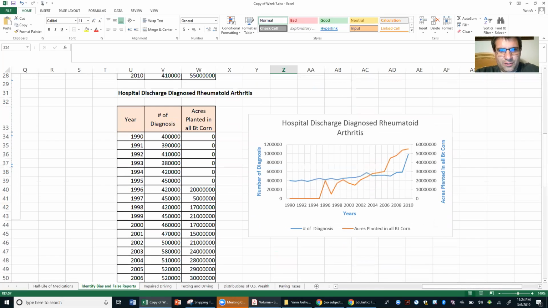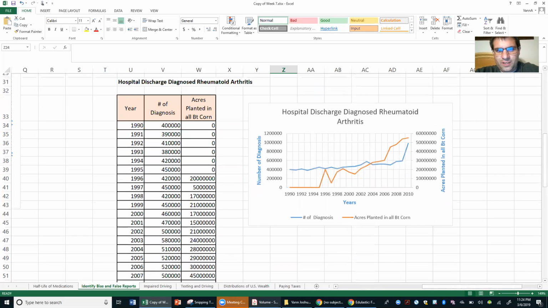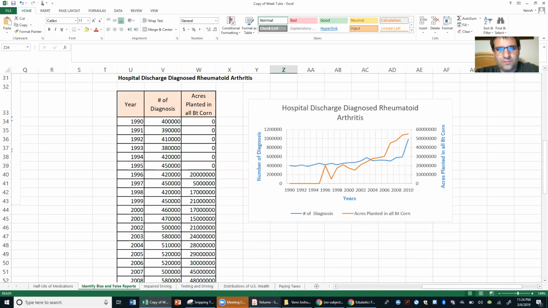And then we did the same thing with rheumatoid arthritis. We used a line graph to show the amount of patients diagnosed in each given year.